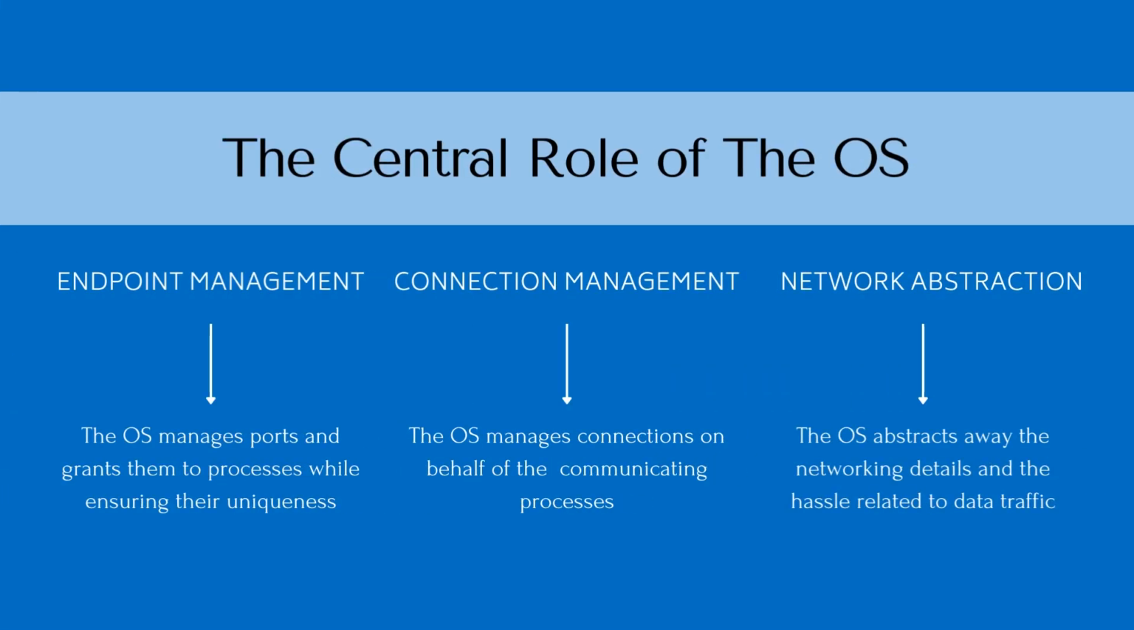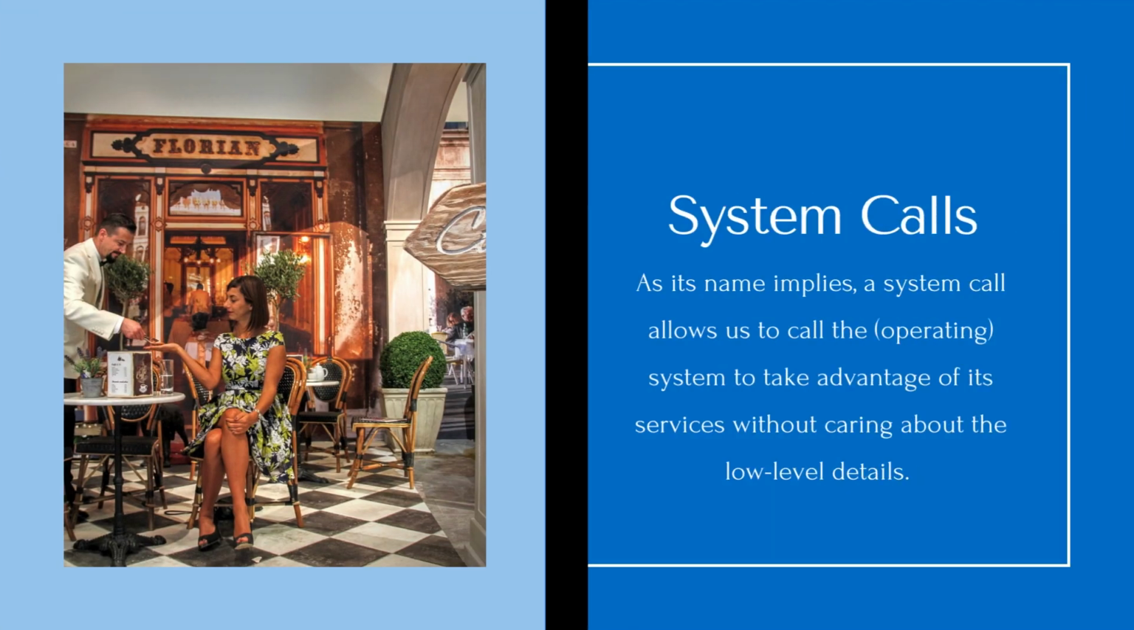In all that we have described so far, the operating system plays a central role. It manages ports and grants them to processes while ensuring their uniqueness. It manages connections on behalf of the communicating processes. It abstracts away the networking details and the hassle related to data traffic. Thanks to the services and abstraction provided by the operating system, establishing connections and exchanging data between processes become as simple and easy as dealing with files. We access these services and enjoy such an abstraction thanks to system calls.